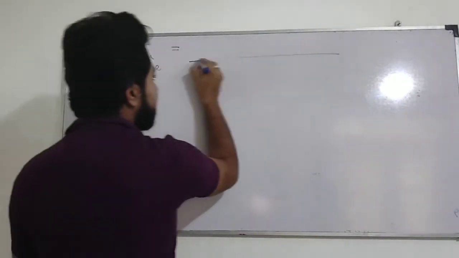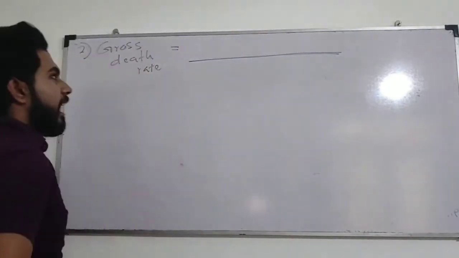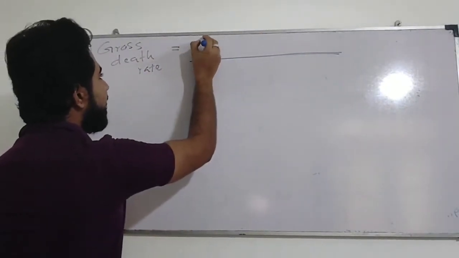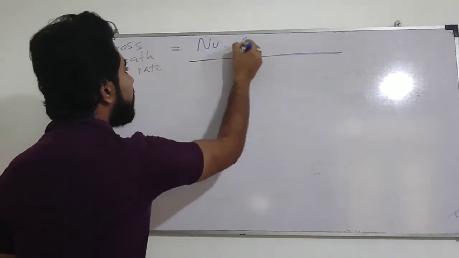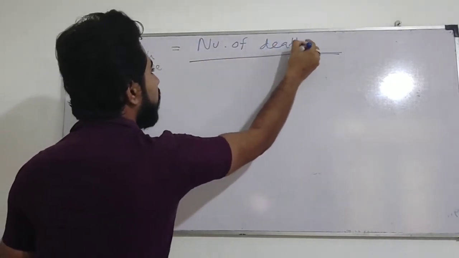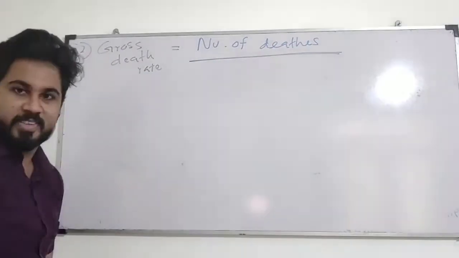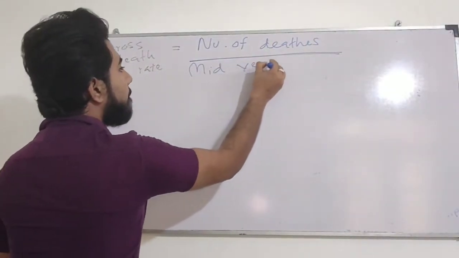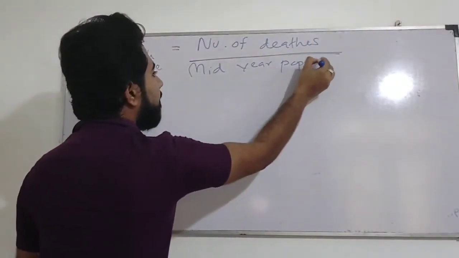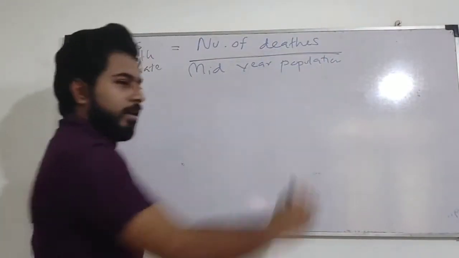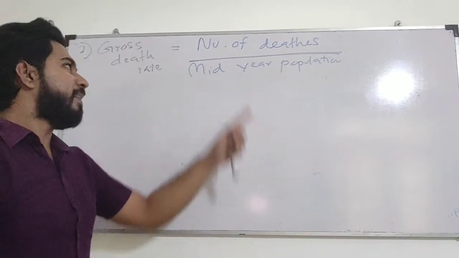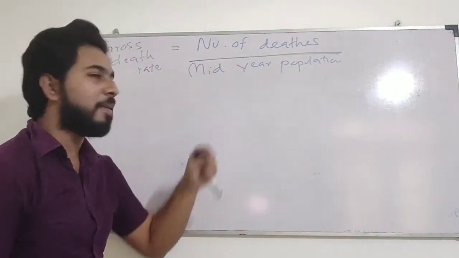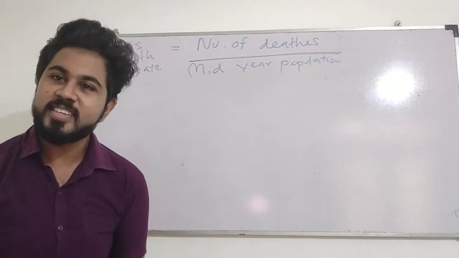Right. There is the line like this, and then the numerator should be the number of deaths divided by what? Mid-year population. Right. Now tell me, what is the meaning of this answer? If we divide the cases by mid-year population, what is the meaning of the answer?